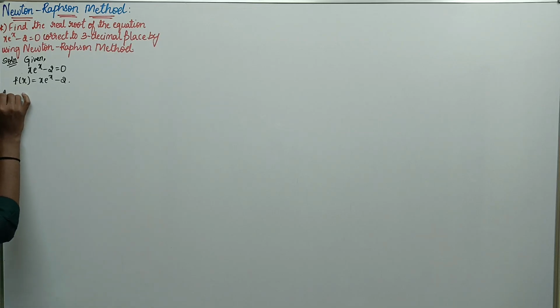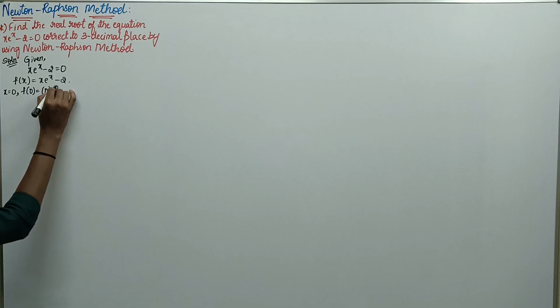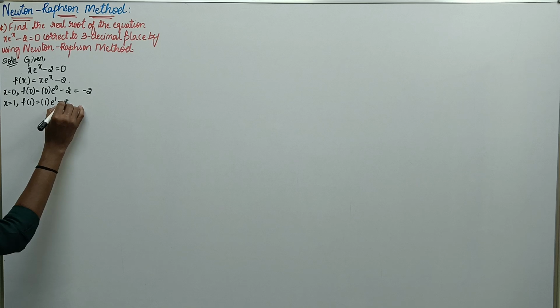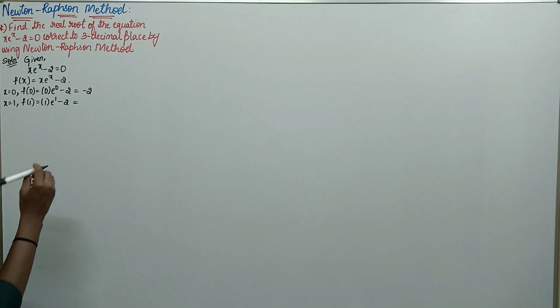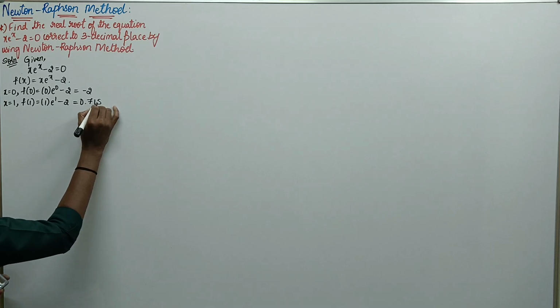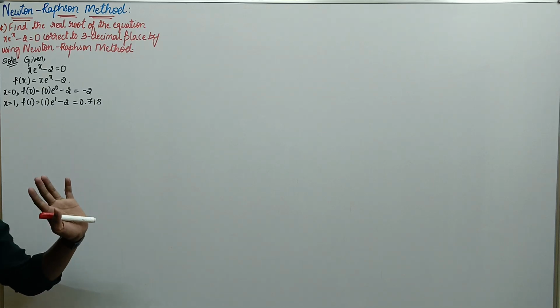So what I am going to do? I am going to give the values of x. That is x equal to 0. F of 0 is equal to 0 e power of 0 minus 2. You get minus 2. X equal to 1. F of 1 is equal to 1 into e power of 1 minus 2, you get 0.718. Since they have asked only for 3 decimal places, considering only 3 decimal places is enough.